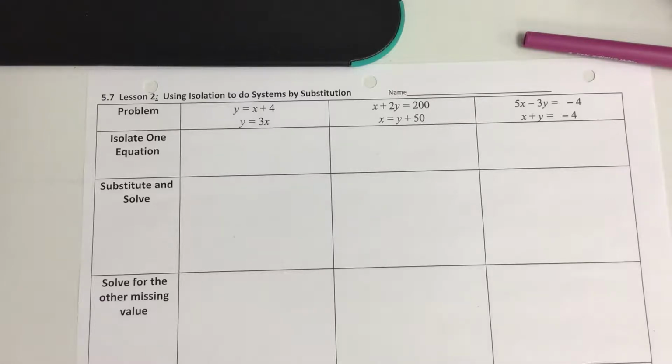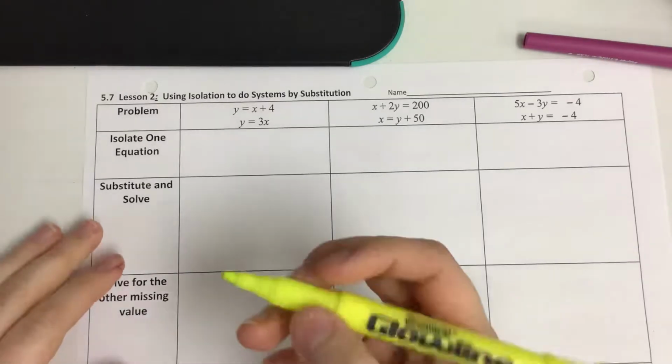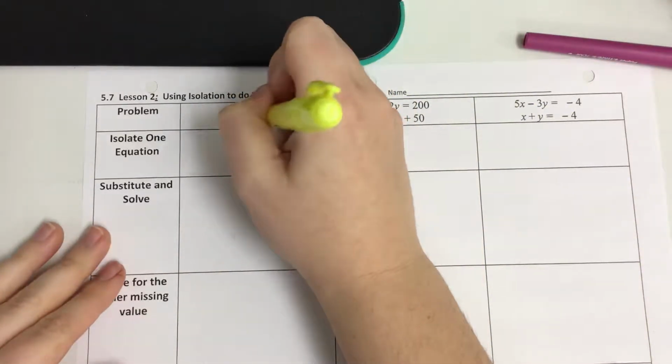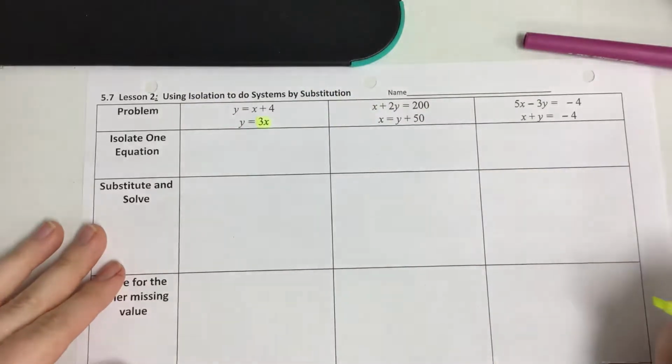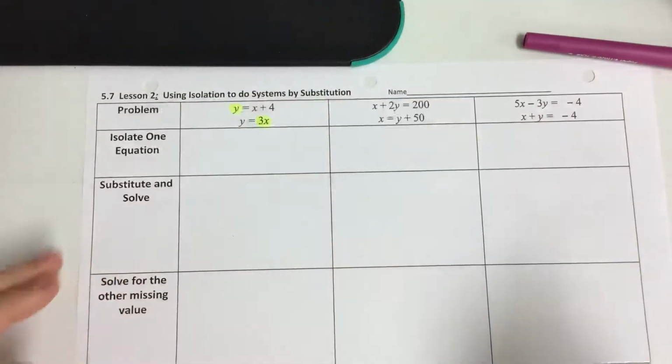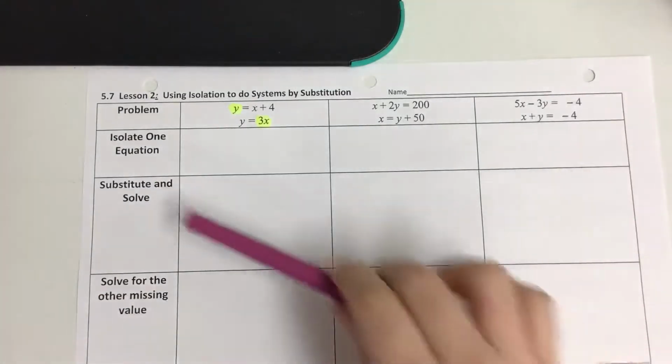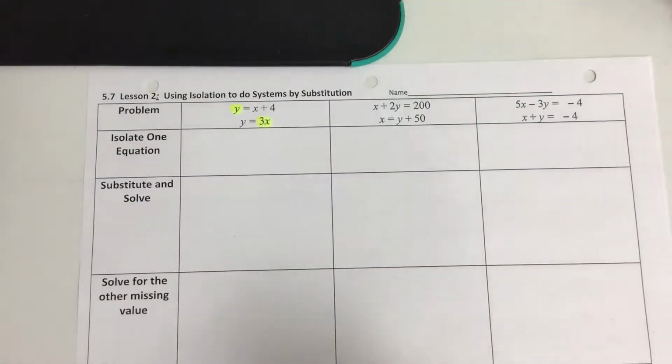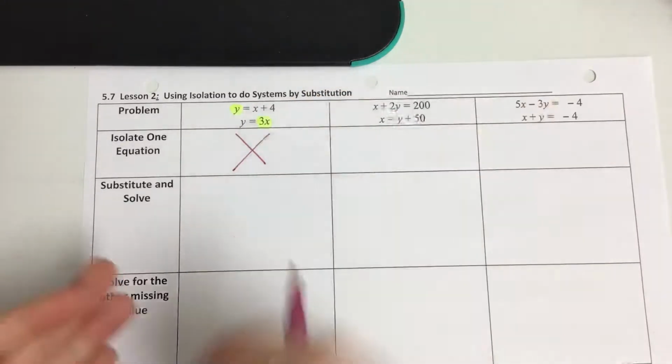So our first problem, both of our equations say y equals. And we know whenever we have y equals, we're going to substitute for the variable y. So we're going to take this bottom part right here, y equals 3x. And since I know y equals 3x, I get to put that in place of y. Now my first step here says to isolate one equation. Well, our equations are both isolated. They both say y equals, so I don't need to do this step.